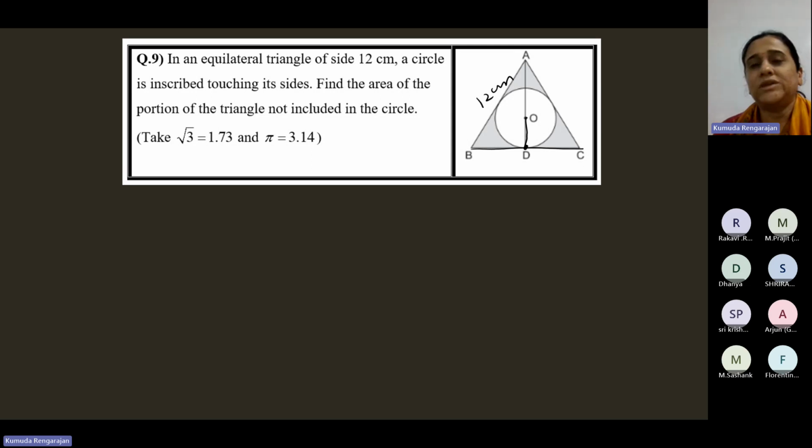Now, we need to find the radius of the circle using trigonometry. We know that OD is perpendicular to BC because BC is tangent at D and OD is the radius. So this is 90 degrees. Join this one. Now, because this is the incircle, this is the incenter. When you join the incenter to any vertex of the triangle, that angle is bisected. That's how the incircle is constructed.